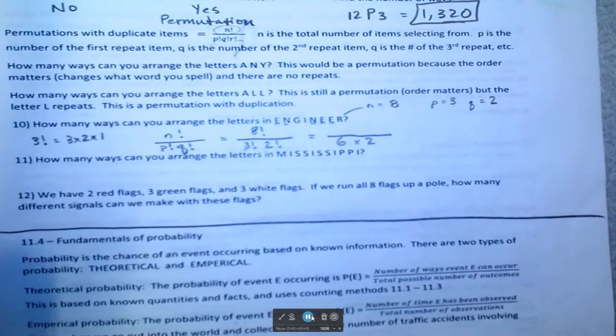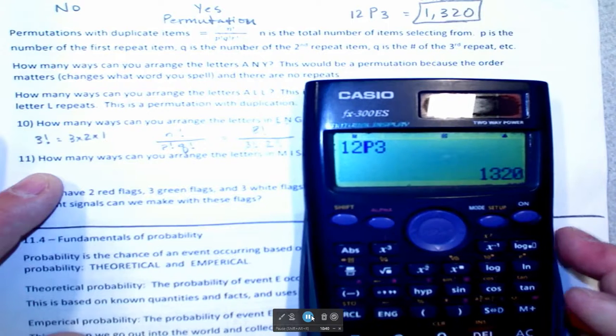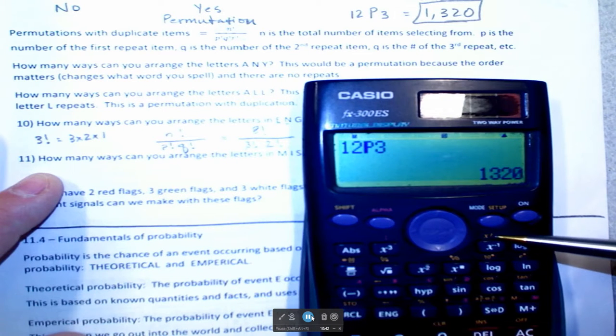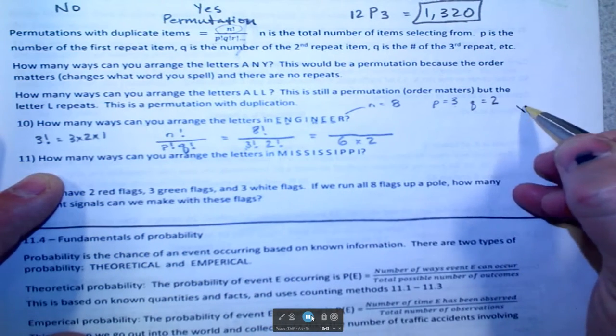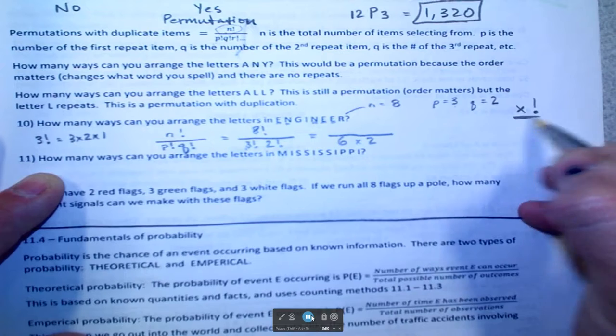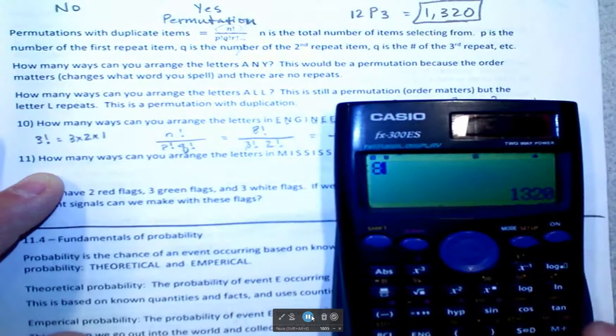Now, 8 factorial I don't want to do by hand, so I'll plop my handy-dandy pocket brain up here. And my factorial key on my calculator is right here, and it's literally, I'll write this down for you, an X with an exclamation point, okay? And so I'm going to type 8 factorial. Should look just like that.